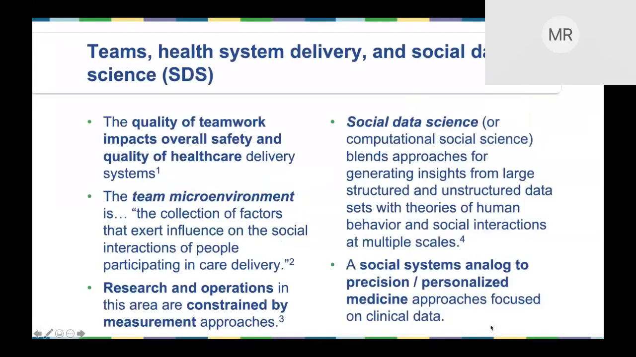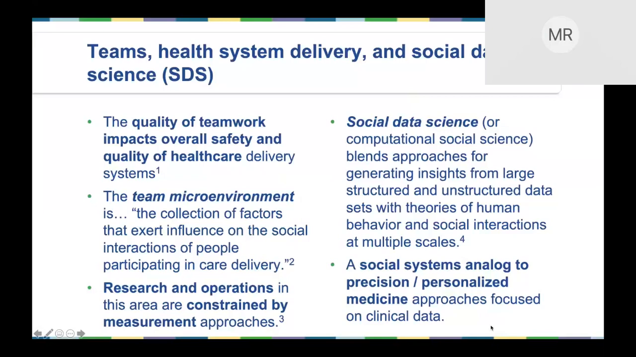So, in very broad strokes, we know there's ample empirical evidence in many reviews that the quality of teamwork impacts overall safety and quality in the healthcare delivery system. I'm not going to spend time establishing that point. It's there. And this idea of what a microenvironment means for a team, we take that to be the collection of factors that exert influence on the social interactions of people participating in care delivery. So it really is about the enabling infrastructure and the supportive context that either sets people up to perform well in teams or does not, or undermines their ability to coordinate and communicate and perform effectively as a team.